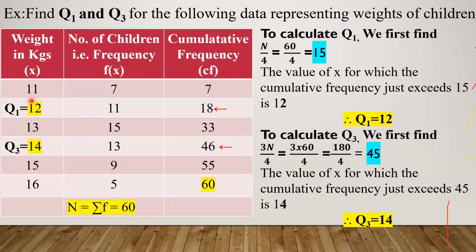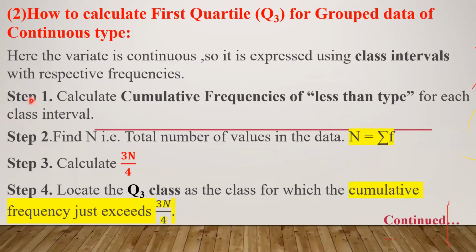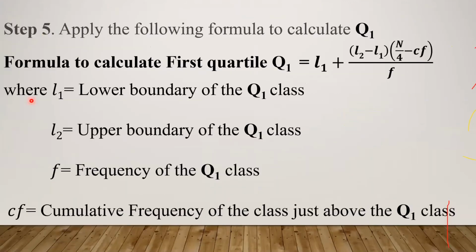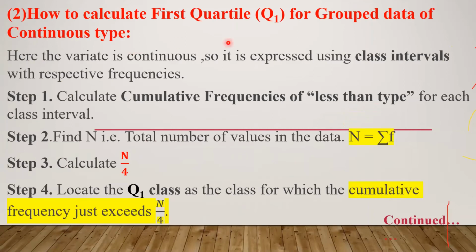Okay. Now we will see how to find out Q1 for group data of continuous type. Here it is. How to calculate Q1 for grouped data of continuous type. Now what is the meaning of continuous type of data? That means you will be given, instead of actual values of the variate, the class intervals. Here the variate is continuous, so it is expressed using class intervals.